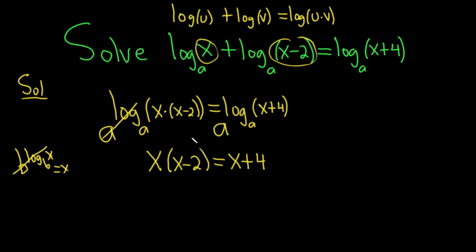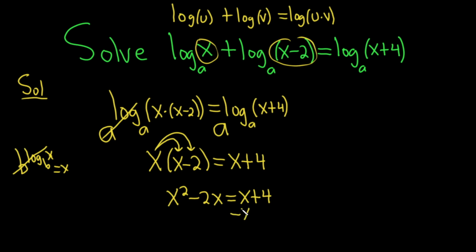Good stuff. Okay, we have to solve this, so let's go ahead and distribute the x. X times x is x squared. X times negative 2 is negative 2x. And this is equal to x plus 4. This is a quadratic equation. Whenever you have a quadratic equation, you should try to set it equal to 0 and solve.